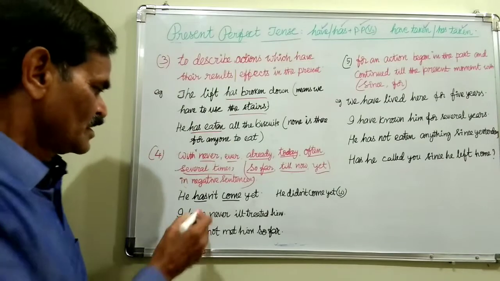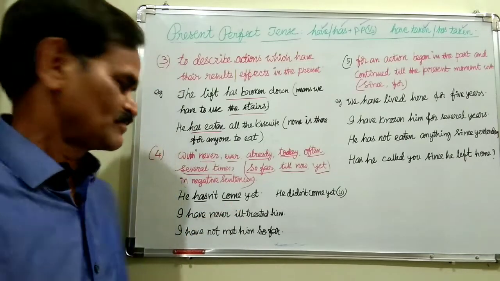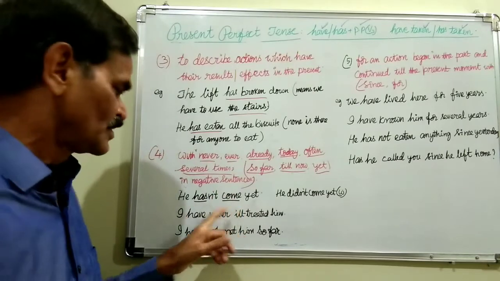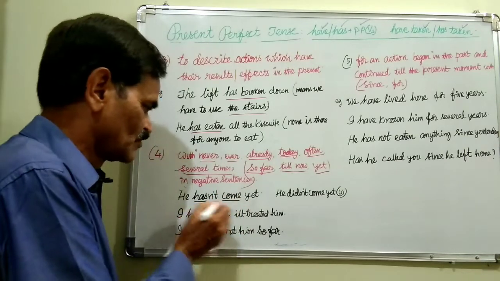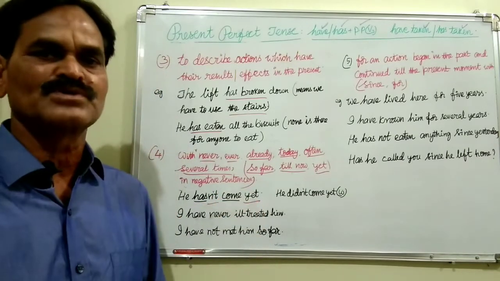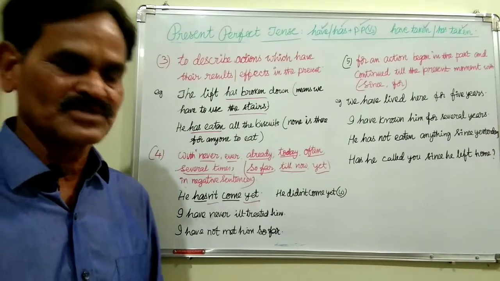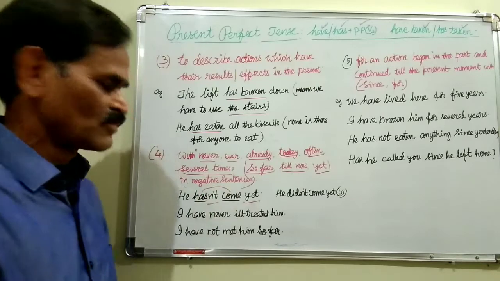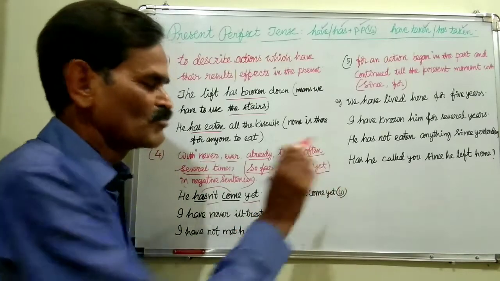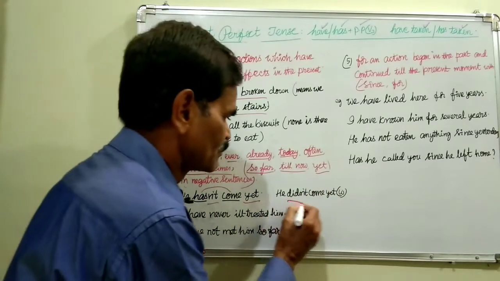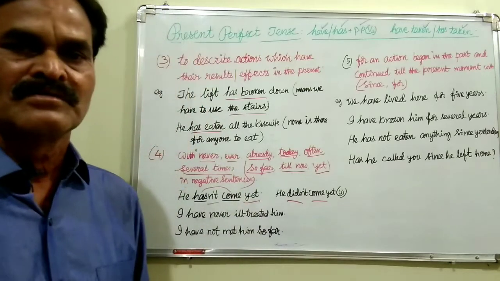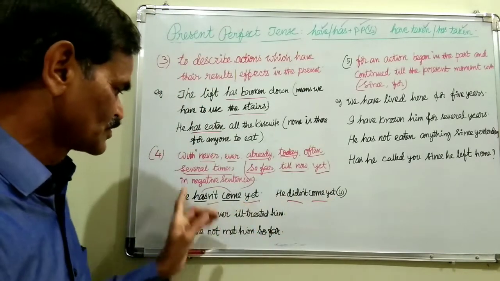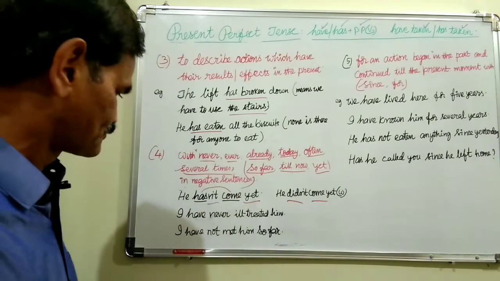Now let us see, he has not come yet. So has plus come, came, come, again come, V3. He has not come yet, this is a negative. So yet means so far. Yet or so far means till this time he has not come. So there we have to use the present perfect. We cannot say he did not come yet. We cannot say did plus V1. This is simple past tense, we cannot use it with yet. We must use has plus V3 only.